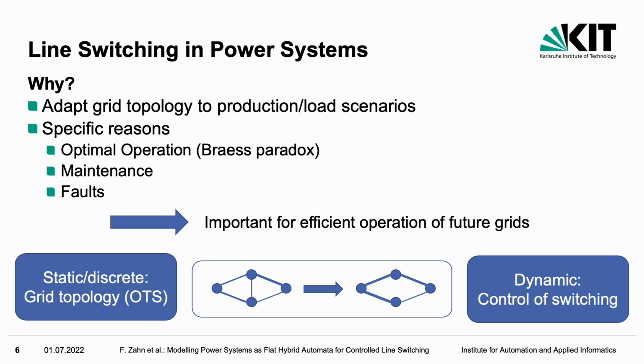In the literature, there are mainly two lines of investigation concerning line switching in power systems. One line treats the optimal grid topology, known as optimal transmission switching or OTS. This line of research investigates optimization problems to find optimal topologies. On the other hand, we have dynamic considerations about stability of switching. This line mainly is concerned with faults and putting lines back into action after faults and investigating the stability of the system before and after.